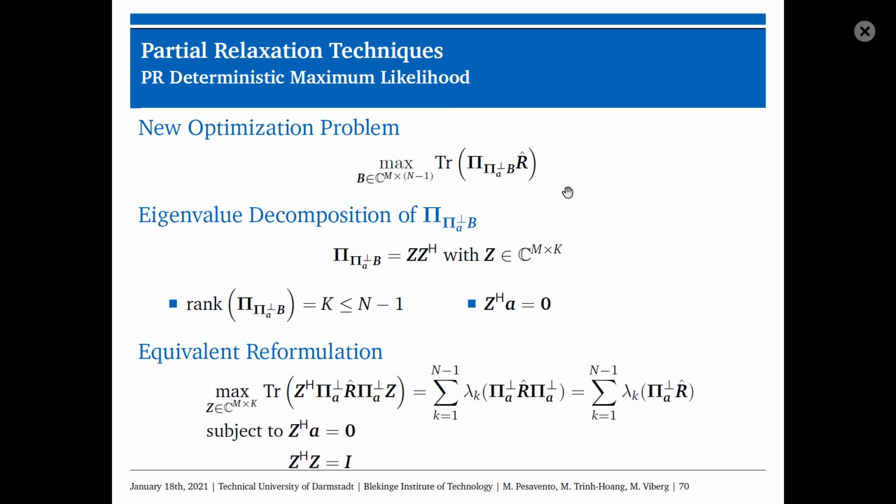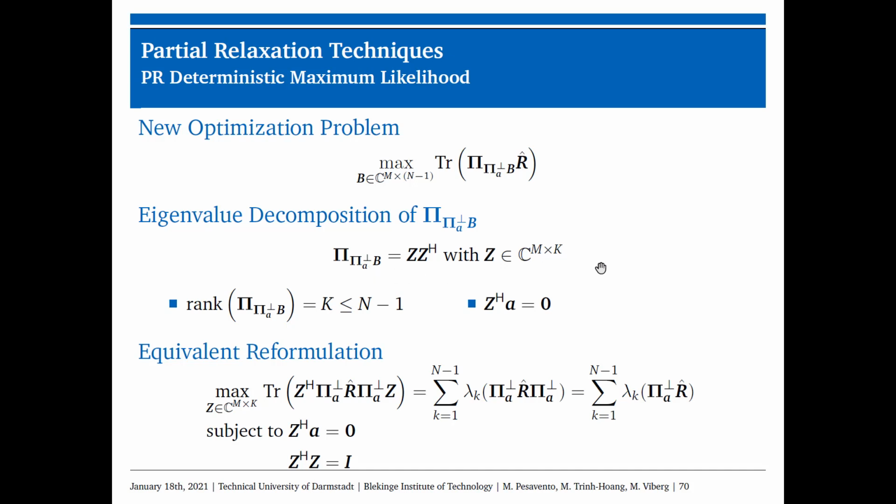This reformulated optimization problem is still non-convex, but we can obtain a closed form solution for the minimum by applying the eigenvalue decomposition as in this case. We can decompose this double projection matrix as a product of Z times Z Hermitian, where Z is a unitary matrix with a rank smaller than n-1, or at least as large as n-1, and this is orthogonal to A due to the inner orthogonal projection matrix.